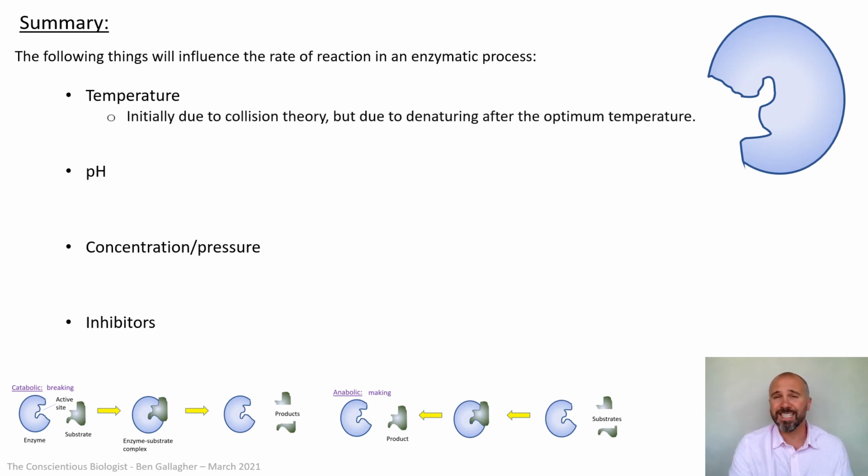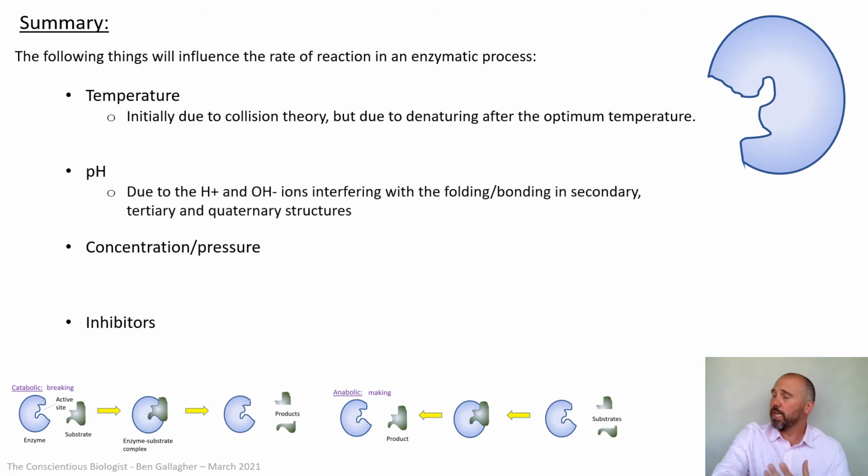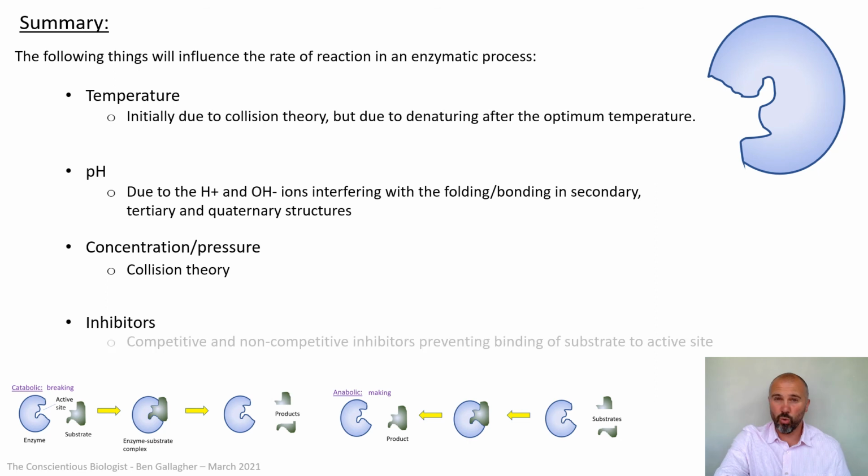So temperature, it's initially due to collision theory because you're giving it more energy, more movement, more collisions. But it's due to denaturing after the optimum temperature, and that's all about how the protein folding is affected. pH is due to the H+ and OH- groups interfering with the folding and bonding in the secondary, tertiary and quaternary structures, meaning the shape will be wrong. Concentration and pressure is all about collision theory, and inhibitors, we've just said, it's competitive or non-competitive.